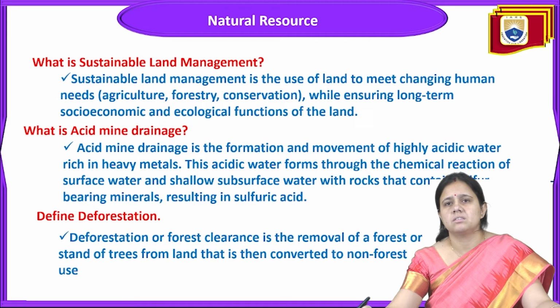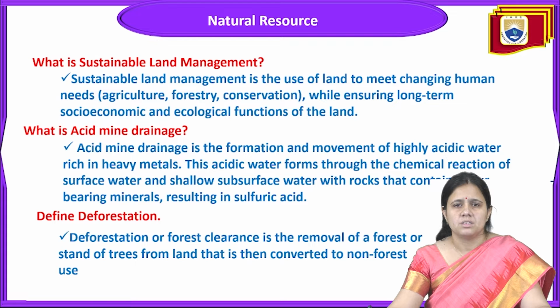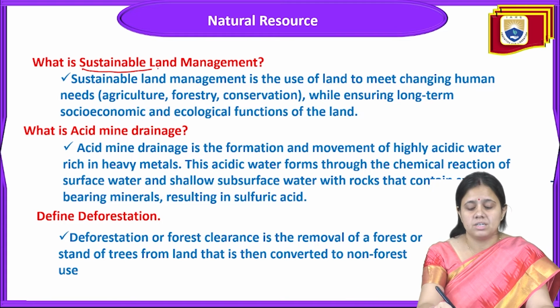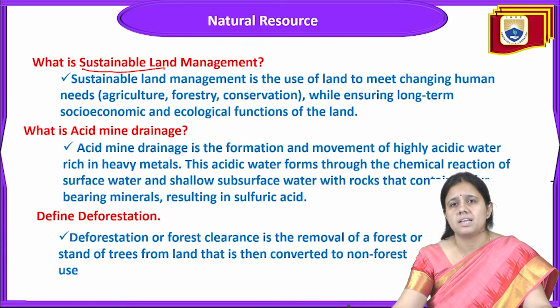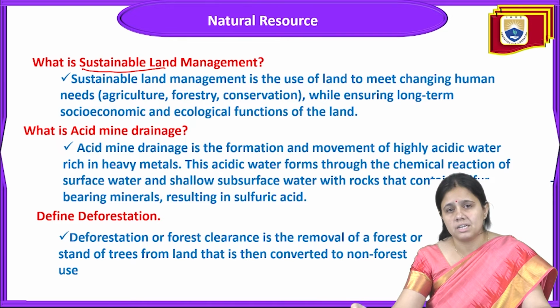Now we come to the next point related to this topic: what is sustainable land management? Again, the word sustainable is there. As we already know, the definition of sustainable is using present natural resources without compromising the needs of future generations. Sustainable is a word that is associated with everything. So the next term is sustainable land management.